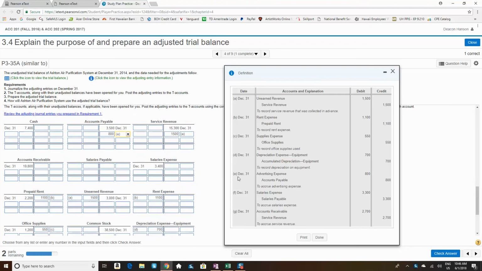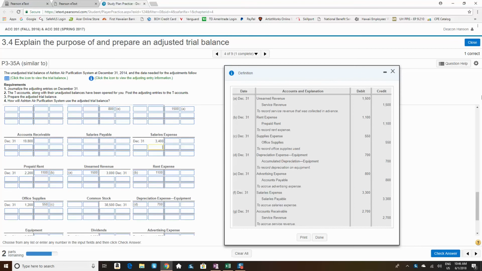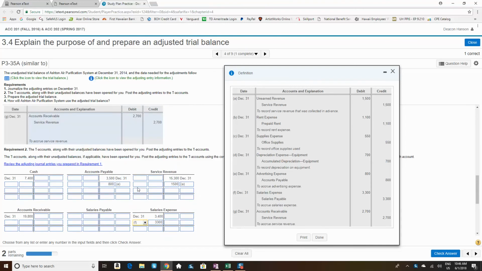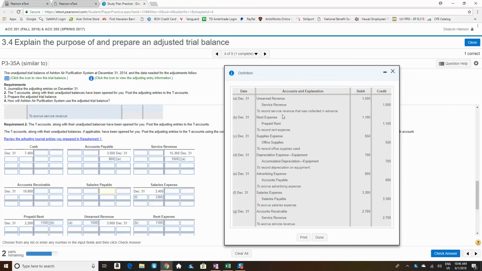Now let's see. Entry F, salaries expense is debited for 3,300. That's entry F. And salaries payable is credited for 3,300. So let's find salaries, 3,300, entry F. Then we got one more. Entry G, accounts receivable gets a debit of 2,700. That's entry G.